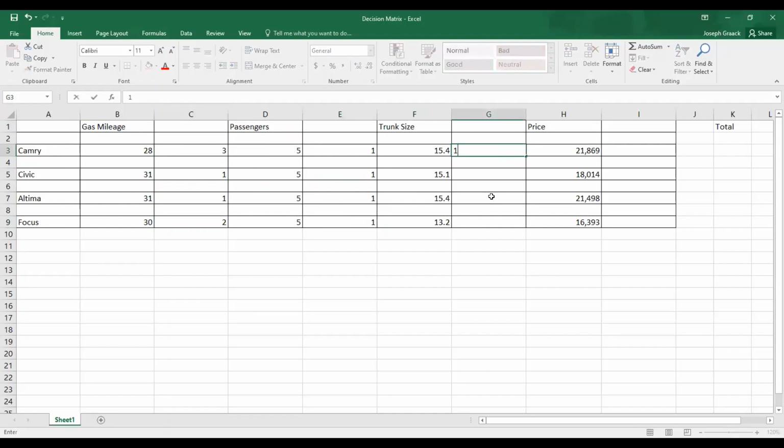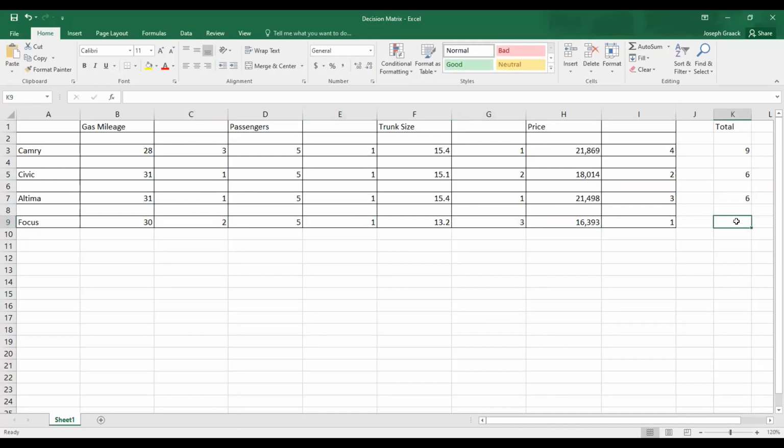All right, trunk size. The bigger the trunk size, the more likely I could fit my golf clubs in the back, right? And then price. The lowest price is best. So that should be 1 here, 2 there, 3 here, 4 there. And then all you do is add up the total. So the total for a Camry is 9. All I'm doing is adding up the points here: the Civic is 6. Add up the points here, 4. Altima, 6. Add up the points, 4.